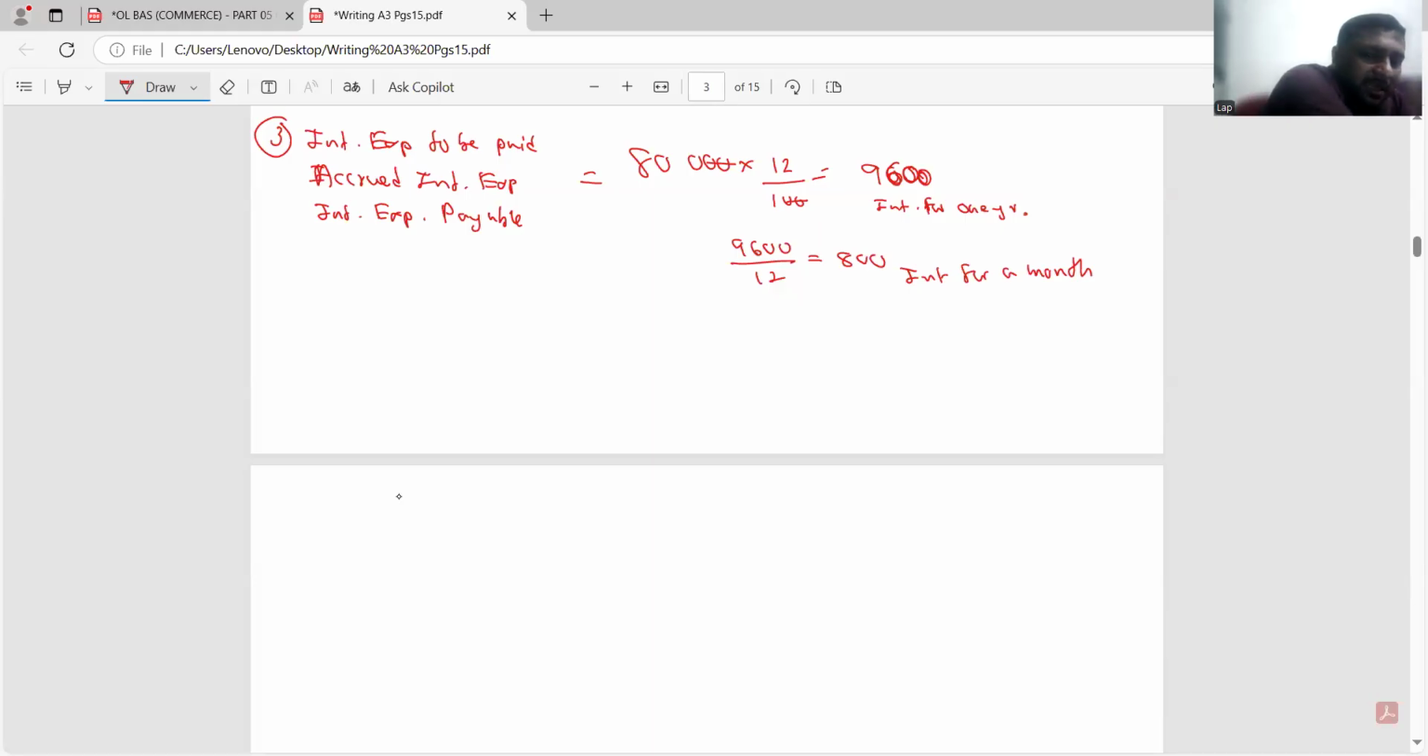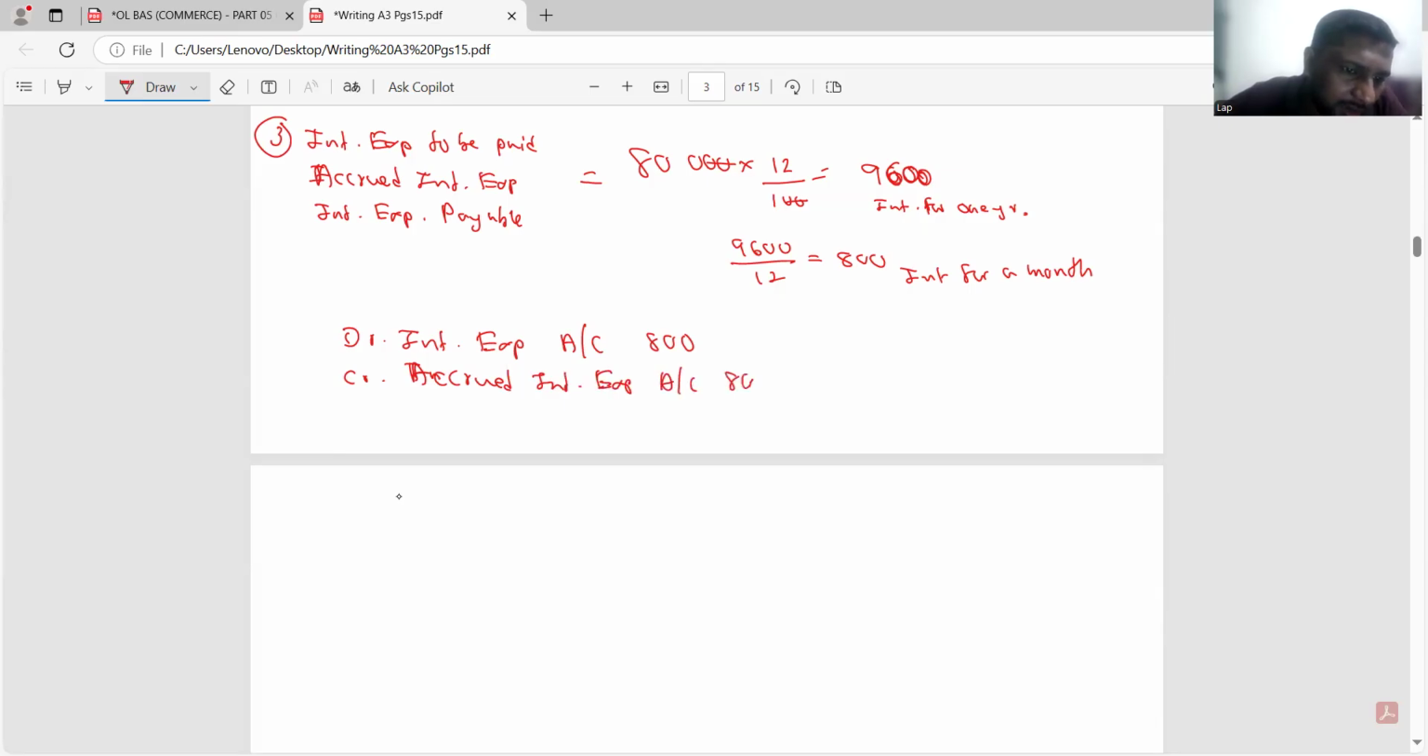I think my numbers are correct. Let me check. 80,000 into 12%, 9,600. Yes, correct. So what's the double entry for this 800? Very simple. Debit the interest expense account 800. Credit the accrued interest expense account 800.